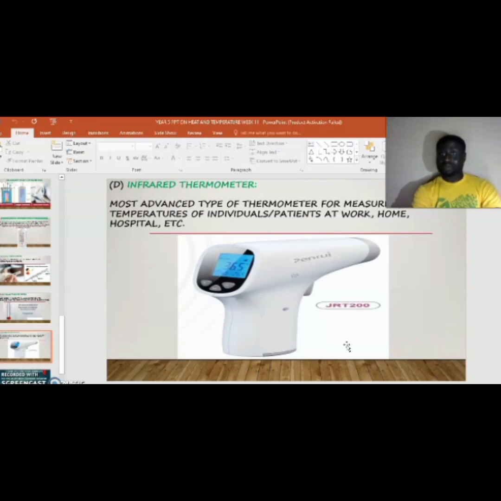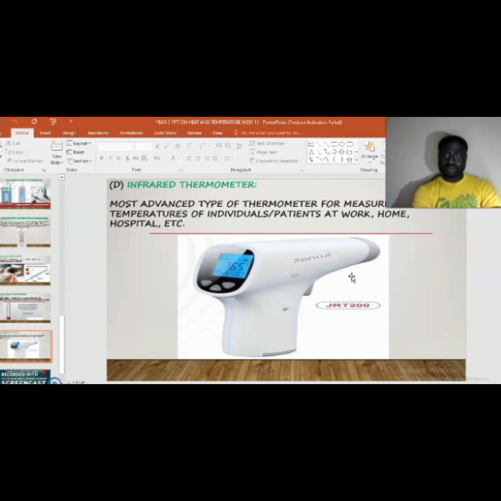This is the most advanced type of thermometer that is used for measuring body temperatures of individuals or patients at work, at home, or in hospitals, etc. Now, you discover that this is the most advanced because it doesn't require direct contact with the patient's body, as in the case of a clinical thermometer used in the armpit or the mouth. It's just the infrared rays sensitive to temperature, and it sends the signal or the reading to the digital surface where you take your reading. As in this case, you have 36.5 degrees Celsius. It doesn't involve a direct contact.